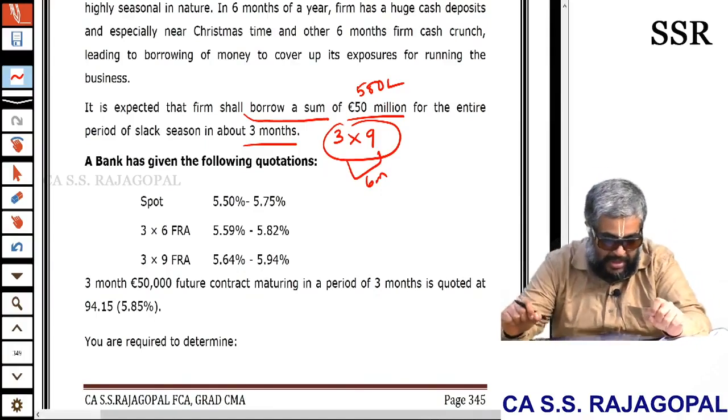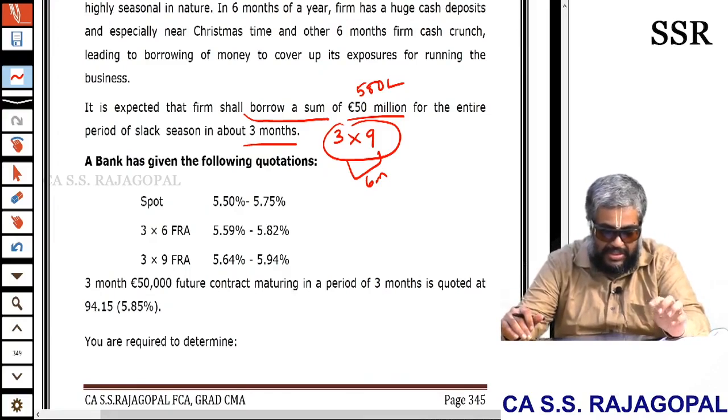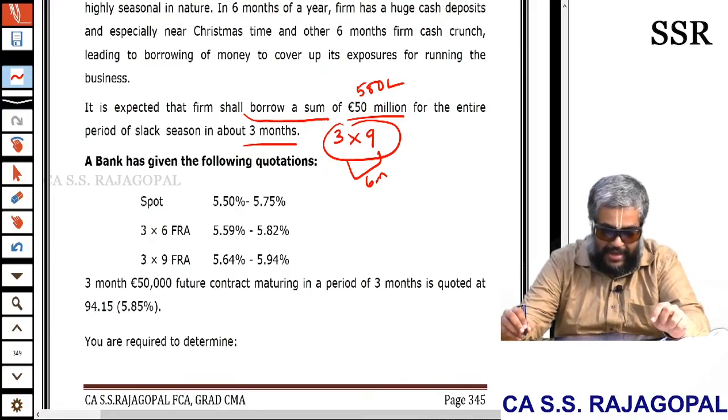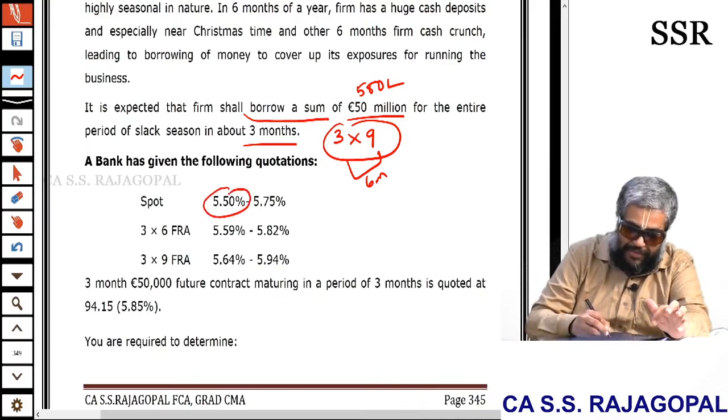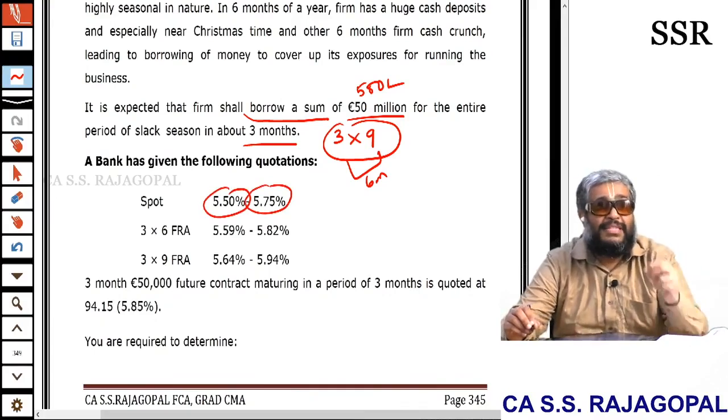Next. A bank has given the following quotation. Spot 5.5, 5.75. This is spot interest rate. Everybody yes or no? That is, today the bank will deposit at 5.5. You can borrow at how much? 5.75. 3 by 6 FRA.